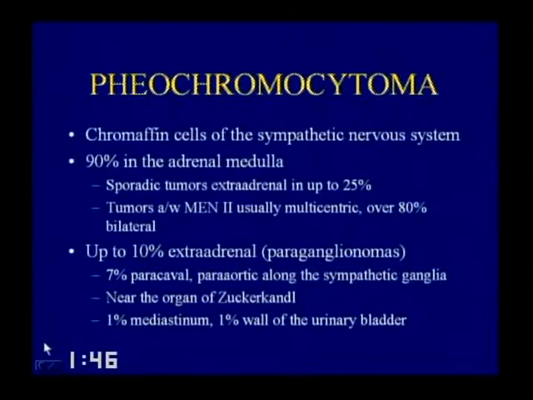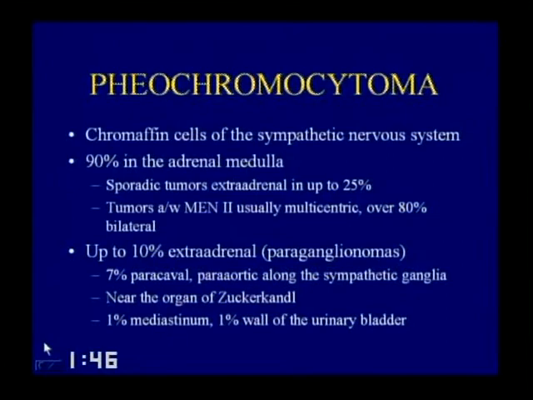Now let's move to the medulla. And here we're talking about pheochromocytoma, which arises from chromaffin cells of the sympathetic nervous system. 90% of pheochromocytomas will be in the adrenal glands, though you can have sporadic extraadrenal tumors in up to 25%. It's associated with MEN2, and in this case it'll be multicentric and often bilateral.